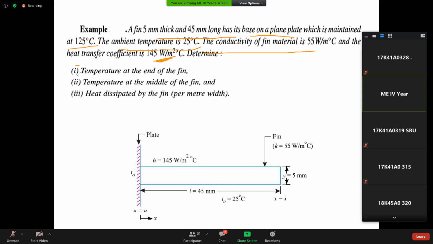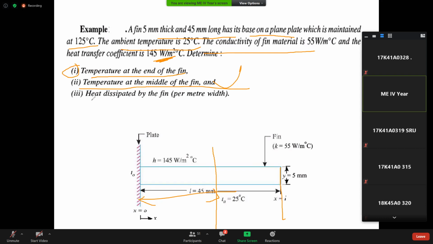He is asking you to calculate the temperature at the end of the fin. That means he is asking you to calculate the temperature at this point, at the end of the fin, at x is equal to L. And the temperature at the middle of the fin. This is 45, so 22.5. At the middle, at this point, we need to calculate the temperature. But what case, I don't know.